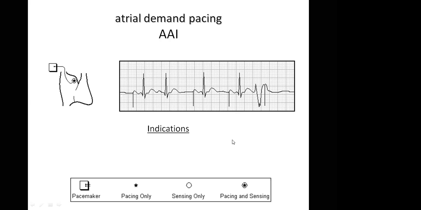Okay, sir. So as Dr. Blessed rightly said, it sensed the atrium. It paced the atrium. Okay, so that means atrial pace, atrial sense. And it also inhibited while sensing, right? Yes, so it justifies AAI.